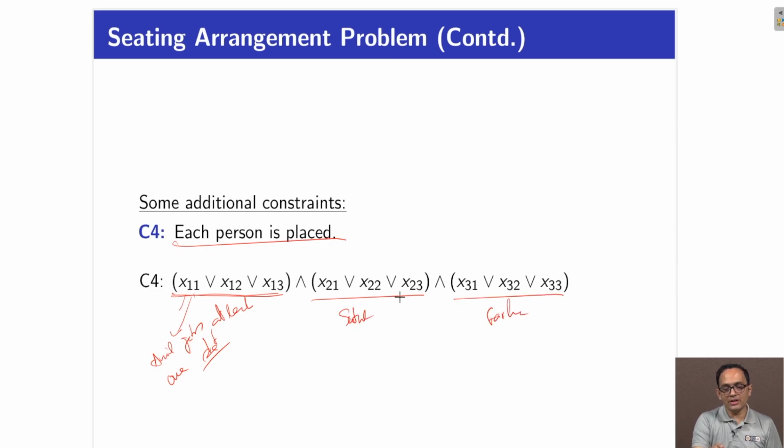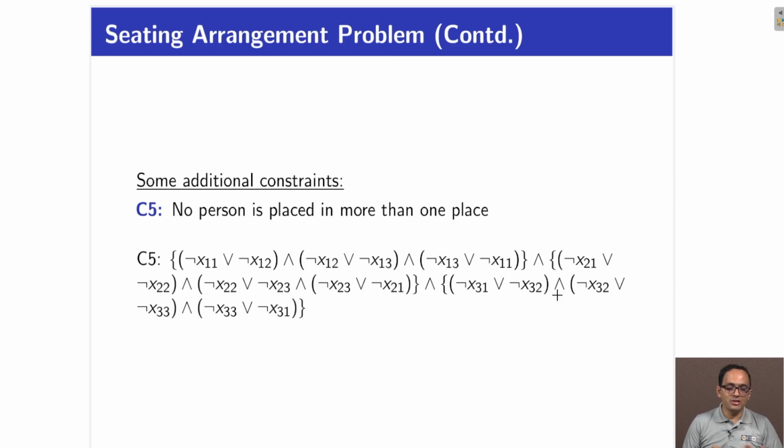It says that Sukanto gets at least one seat: x21, x22, x23. That means either Sukanto is sitting in seat number 1 or seat number 2 or seat number 3. At least one of them must be true. Similarly, it says that Farhan sits in either seat number 1, 2 or 3. Okay. So immediately the next constraint is that no person is placed in more than one place.